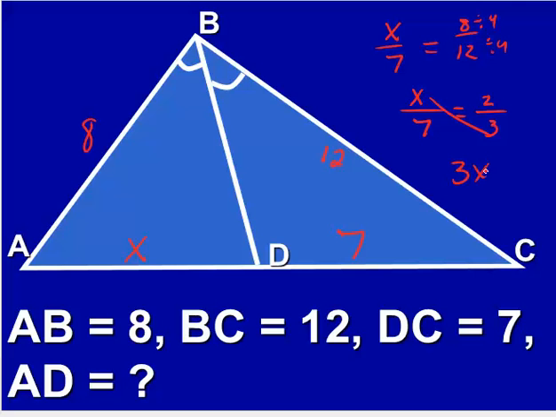X times 3 is 3x. 7 times 2 is 14. And when we divide, 3 goes into 14 4 times. That gets us to 12 without going over. And we get 4 2/3.